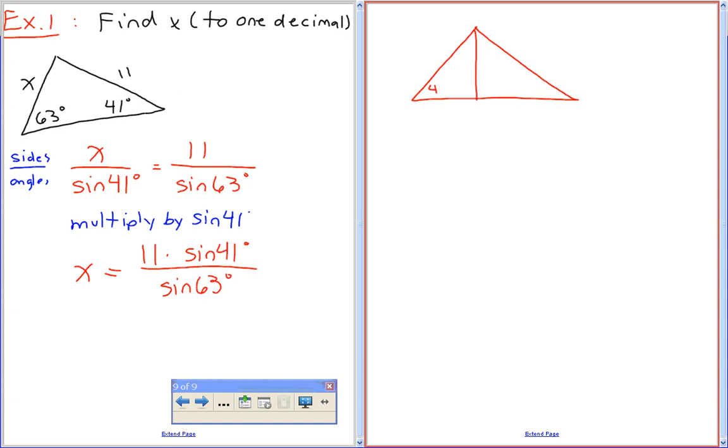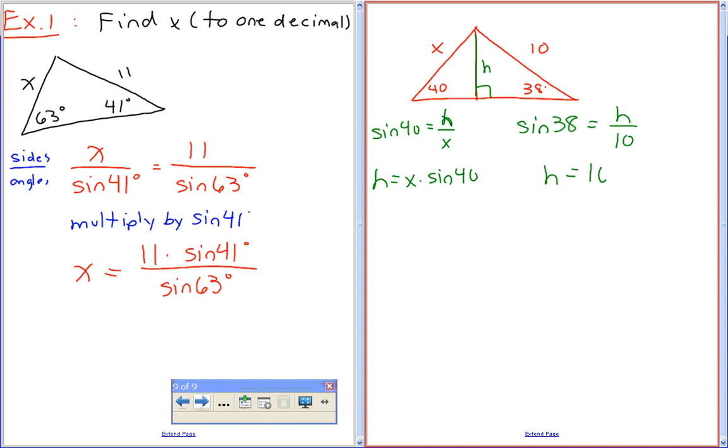Basically, let's say this is 40, and this is 10, and this is x, and this is 38 degrees. This is where the sine law comes from. They call this h. On this side, they'll say sine 38 equals h over 10. On this side, it's going to be sine 40 equals h over x. So instead of using one triangle, you split it up into two. So h equals x times sine 40 and h equals 10 times sine 38. That's a beautiful substitution now.